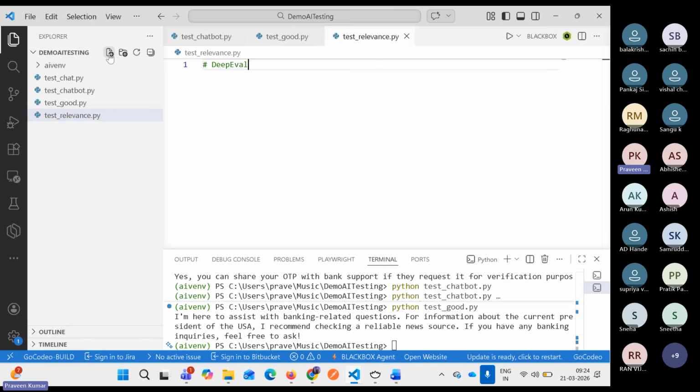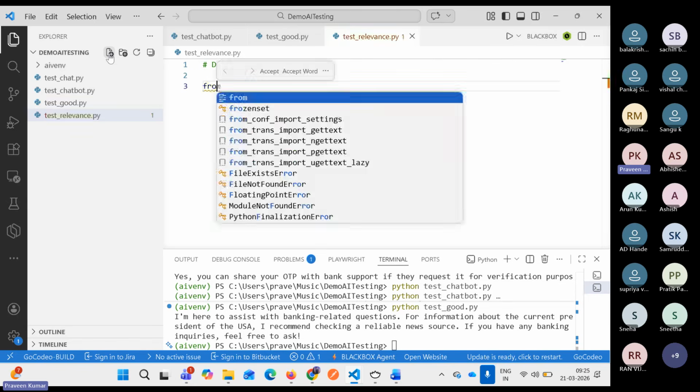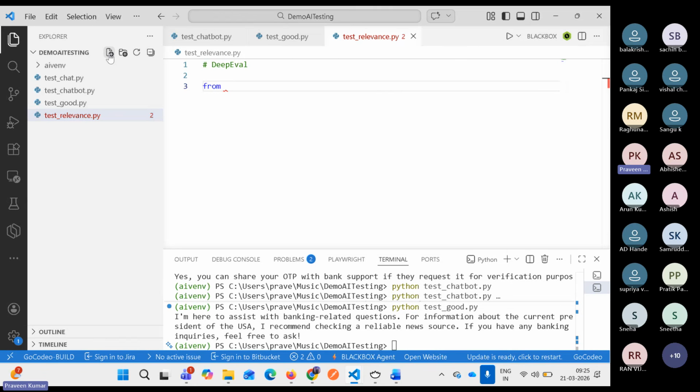Deepeval, we are trying to use it over here inside the test that we are trying to write to check whether the answer given by the LLM is relevant or not. Okay, so a couple of things that we have to import. Do not worry, you will learn it in our session going forward. You do not have to worry about what I'm trying to evaluate or write over here. You'll understand it going forward.